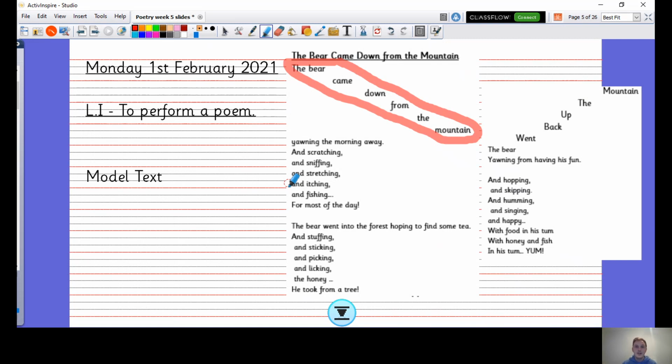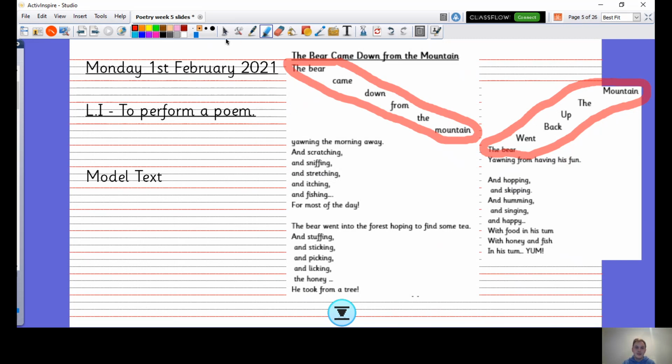I think it's because the words are saying the bear came down from the mountain, and it looks like somebody's going down a mountain there, doesn't it? The writing looks like it's going down a mountain. And you might find this sometimes in poetry because it's an expressive and imaginative way of showing feelings or describing things. Okay, we've got it here on this side as well. The bear went back up the mountain, and it's written going up this time.